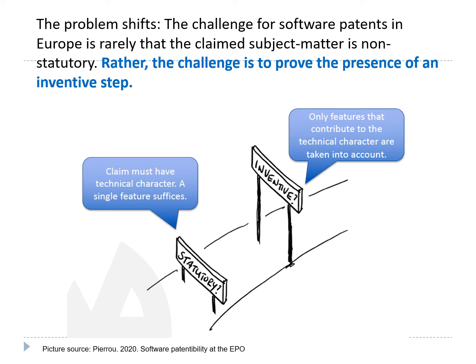The problem begins where we think about inventive step, because only features that contribute to the technical character are taken into account. And on the other hand, they mustn't be obvious. And that's the part that presents problems these days.